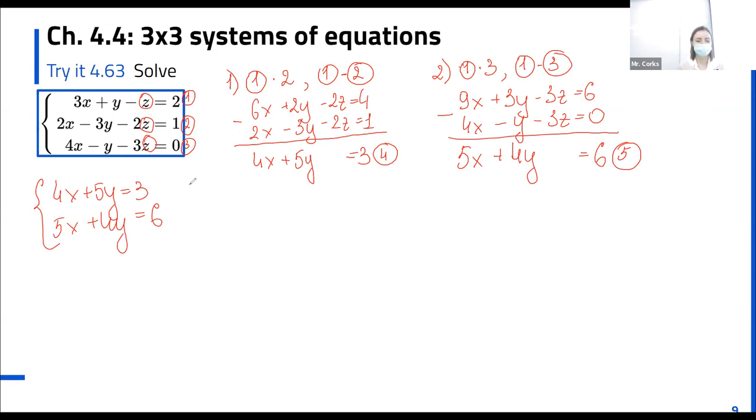Let's do elimination. We'll be eliminating y. So here we need to multiply by 4, and here we need to multiply by 5, because we need to get rid of y. The common value for 5 and 4 is 20. So here multiply by 4, here by 5. So what we get? 16x plus 20y equals 12. Then we have 25x plus 20y equals 30. And then just subtract.